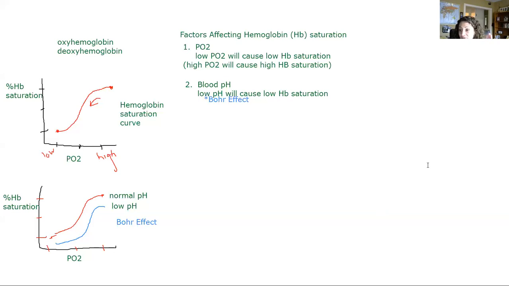You can either raise your little blue hand or just turn your mic on and jump in with a question. Okay, otherwise I'm going to number 3. Okay, third factor affecting hemoglobin saturation is temperature.